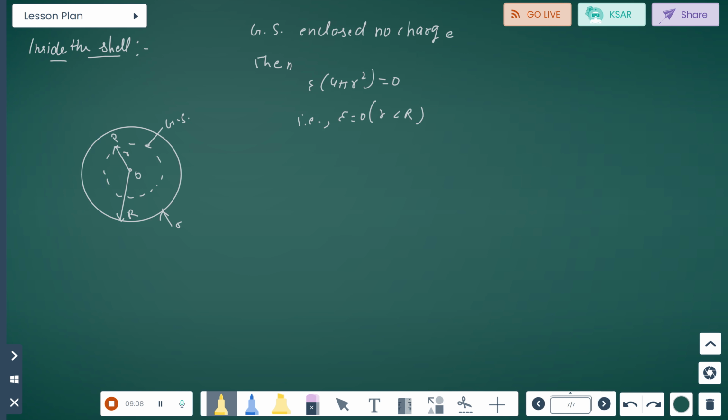And for inside the shell, the Gaussian surface encloses no charge. Then E times 4 pi r square equals 0, that is E equals 0, for small r less than capital R. Thus the field due to a uniformly charged thin shell is 0 at all points inside the shell. Okay.